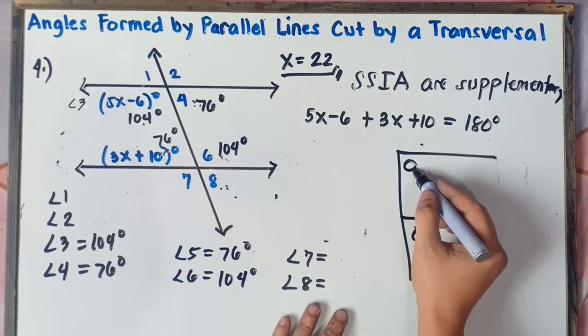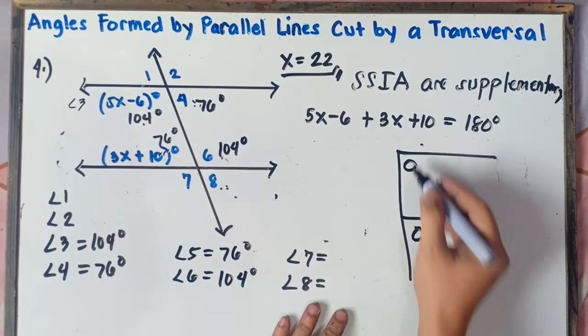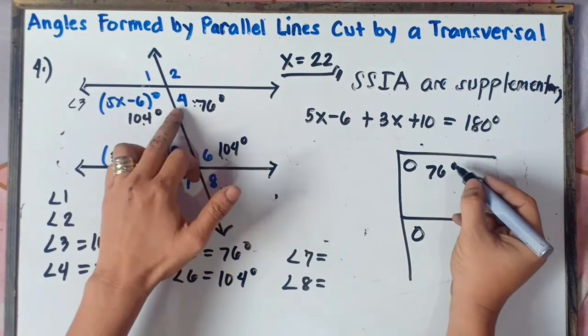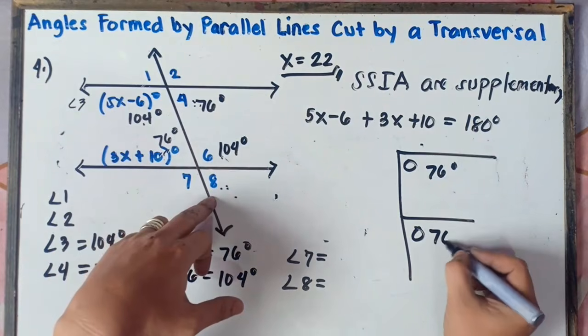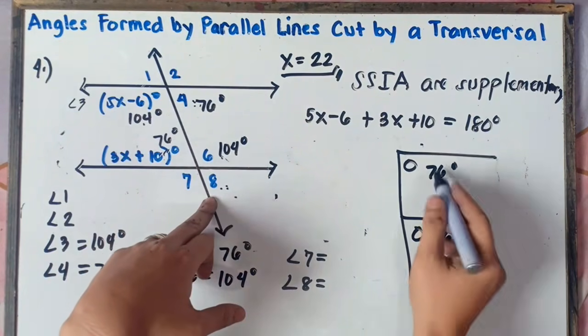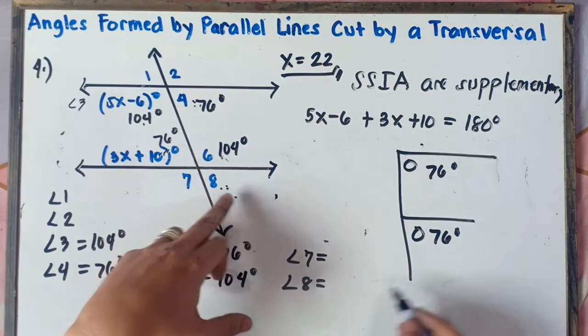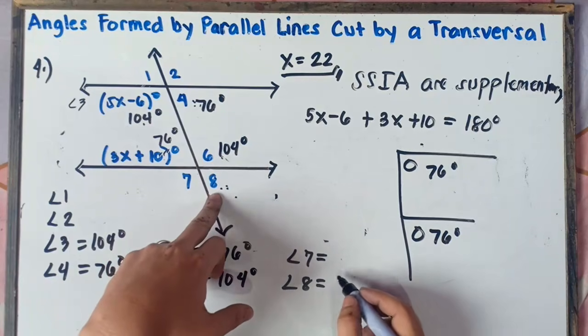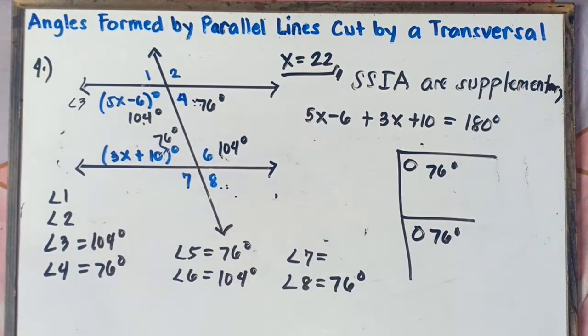Letter, and then 8. Inside, outside. They're always congruent, class. If this is 76 degrees for angle 4, this is also 76 degrees for angle 8. They are always congruent. So therefore, angle 8 is 76 degrees.